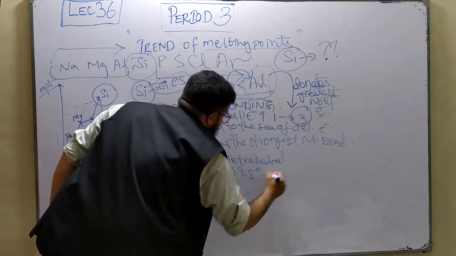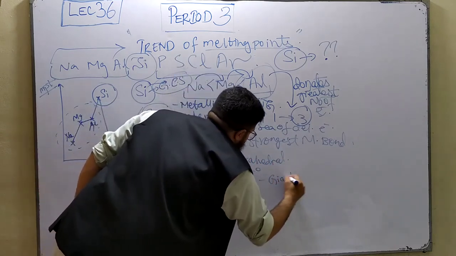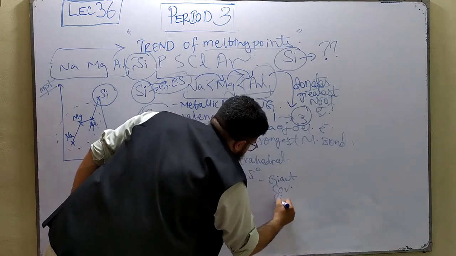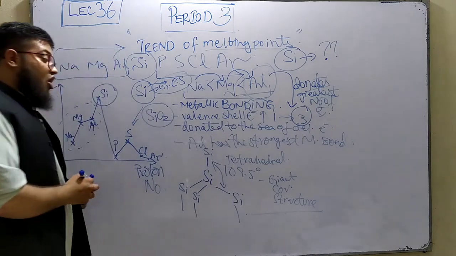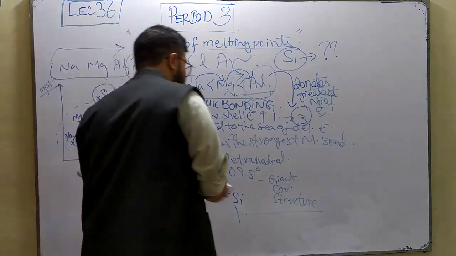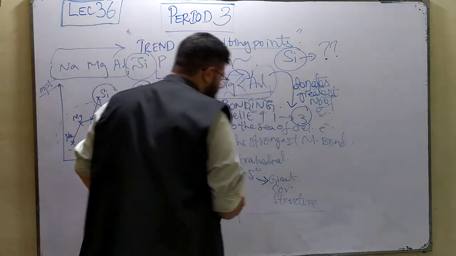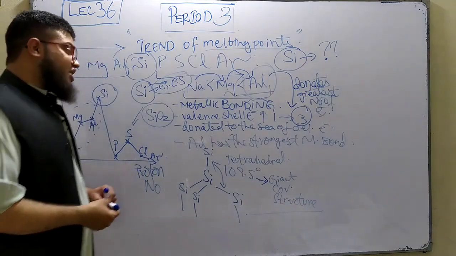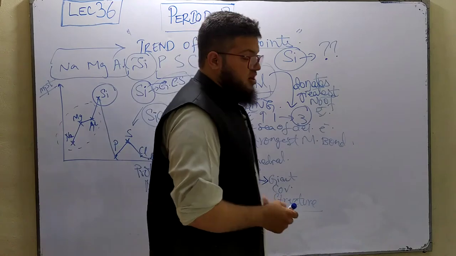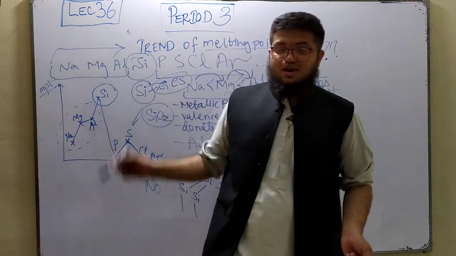Hydral, and it has a giant covalent structure. And so if it has a giant covalent structure, then that means a lot of covalent bonds need to be broken down before it could be molten, right? Before it could melt. So therefore it will require the greatest amount of heat energy to break all the covalent bonds present in silicon, in order to melt it down.